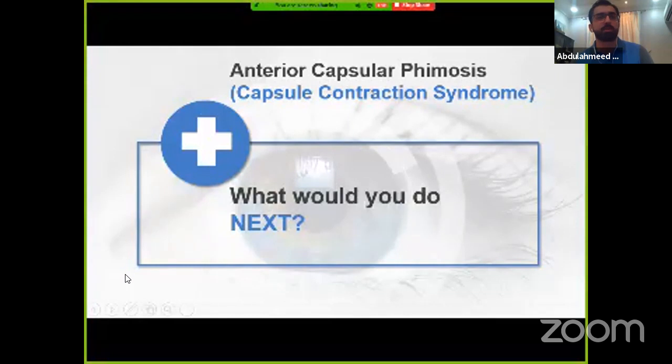So with this presentation, I would like to direct a question to the panelists: what would be the initial, more reasonable first step in such a case with severe capsular phimosis, given that one eye has a multifocal IOL and the left eye, which is minimally phimotic, has a multifocal IOL? If any of the panelists would like to give us an idea.